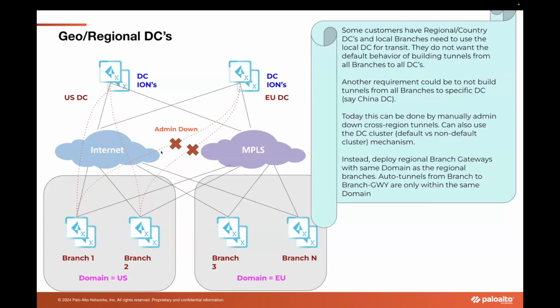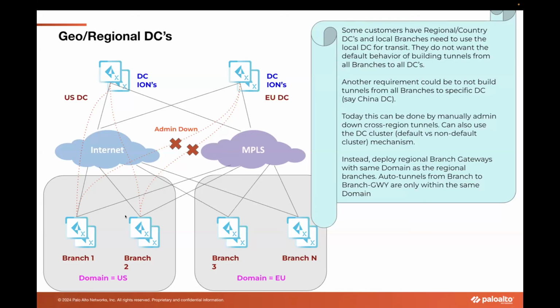And finally, I think it will also help in geo or regional data center scenarios. For example, some customers may have requirements that branches in certain countries need to transit through a data center or hub in the same country and not go out to a hub in a different country. Say you have a global deployment, and you are okay for all the branches to bring tunnels to all the DCs in Europe and Asia, but maybe you do not want the branches in Europe and US to build tunnels to the China data center, for example.